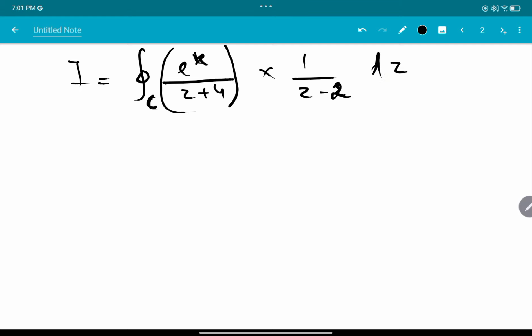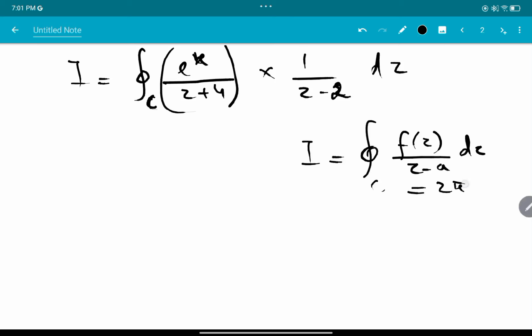Now, when we compare with Cauchy's integral formula, according to that, Cauchy's integral formula tells us that the integral of f(z) divided by z minus a, dz, is equal to 2 pi i f(a).